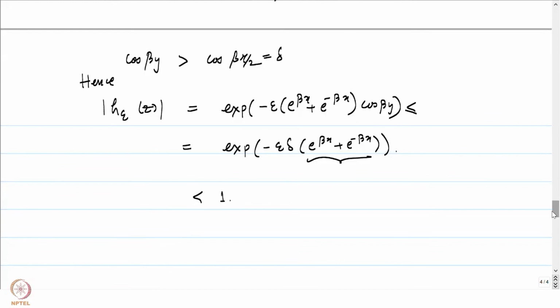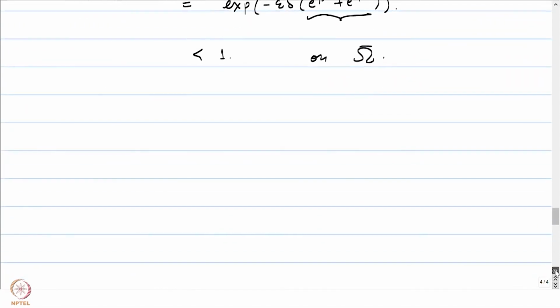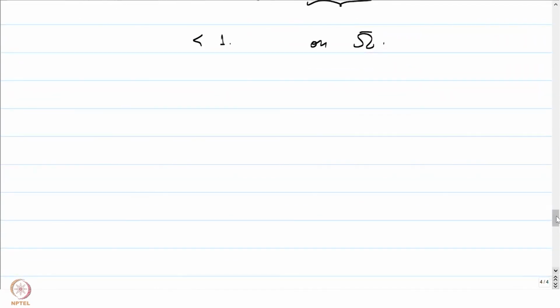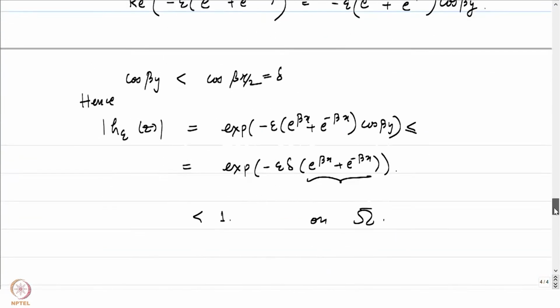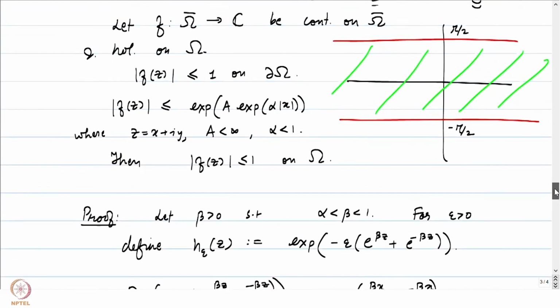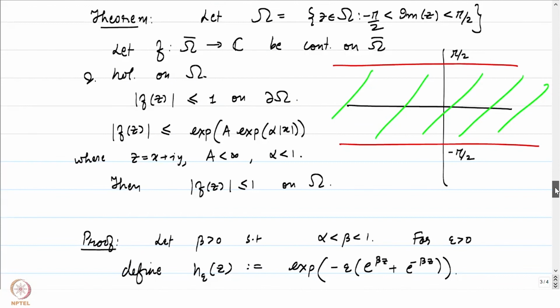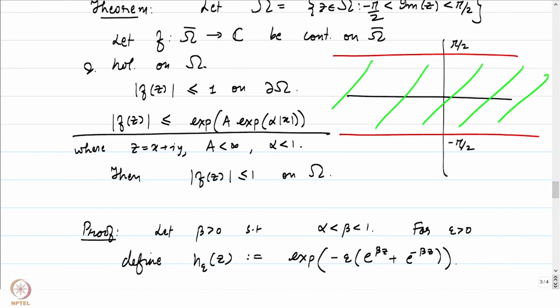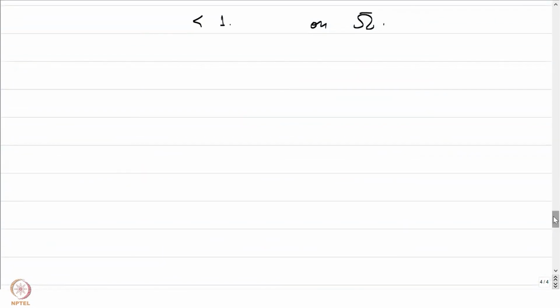H epsilon, notice, is less than 1 on the entire domain omega bar. So this is true on omega bar. The choice of H epsilon might seem a bit strange, but remember that we have a growth condition on our f of z here as well. So let's now look at what happens to f times h epsilon.